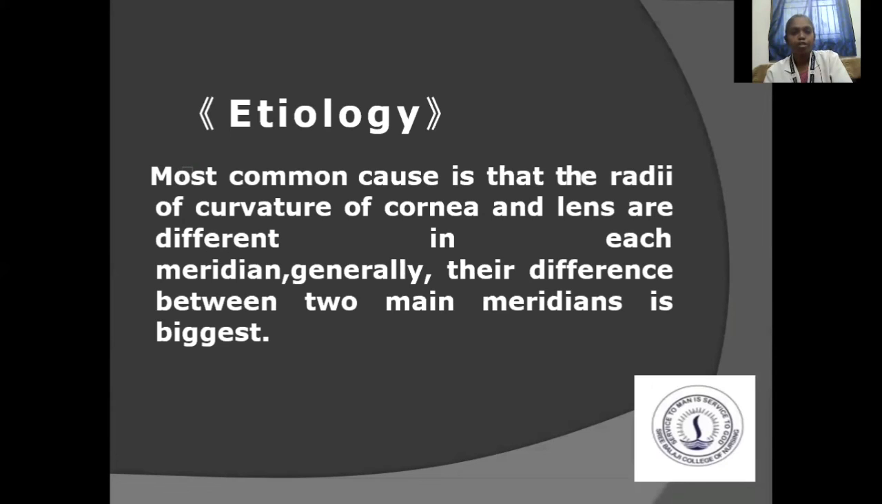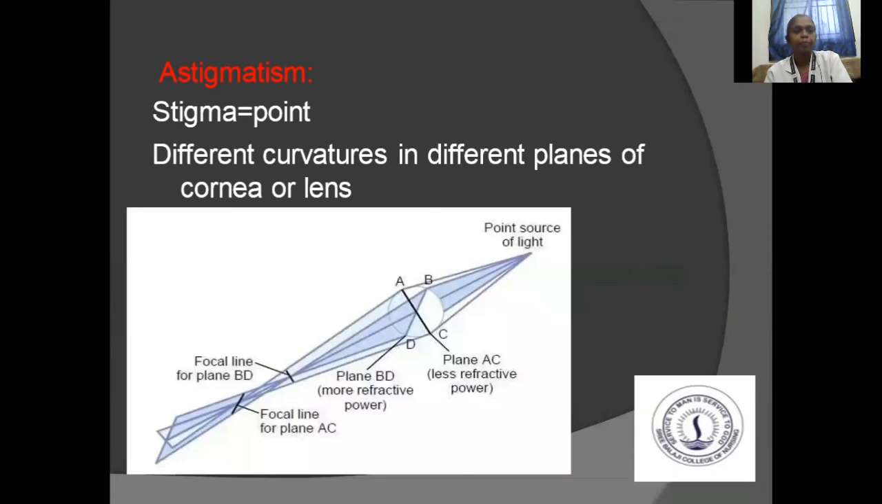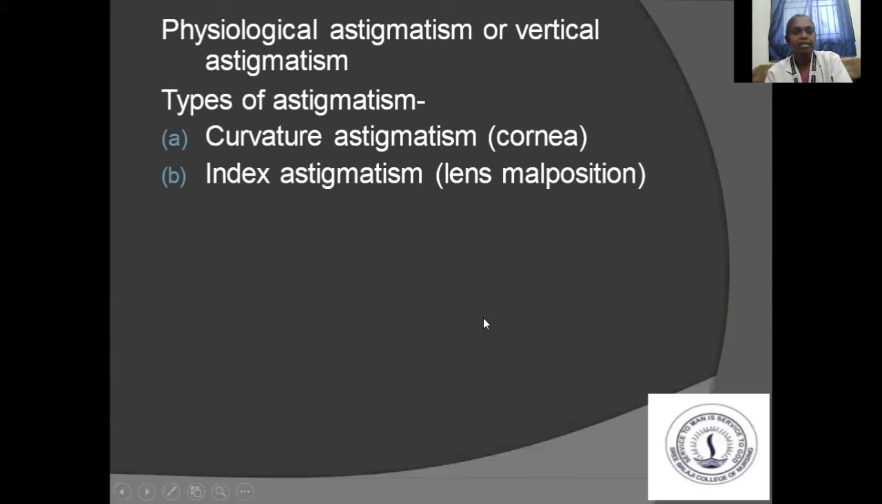The etiology, or the causative factor, for astigmatism: the most common cause is that the radii of curvature of the cornea and the lens are different in each meridian. Generally, the difference between the two main meridians is so big that the patient may develop astigmatism. Here, astigmatism means different curvature in different planes of the corneal lens. So there are multiple curvatures, as you can see here, so that a clear picture won't be perceived at the retina. This is the main cause for astigmatism.